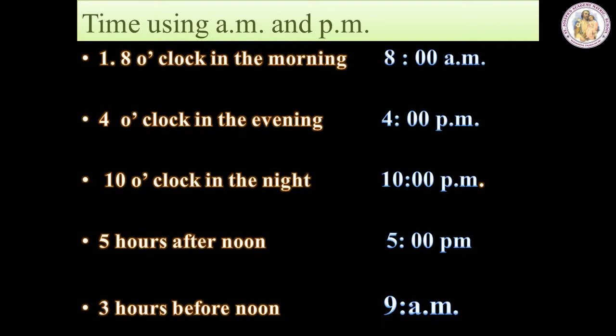3 hours before noon. The noon time is 12 o'clock. Before means we have to subtract 3 hours. So 12 minus 3 is 9. So the time is 9 AM.